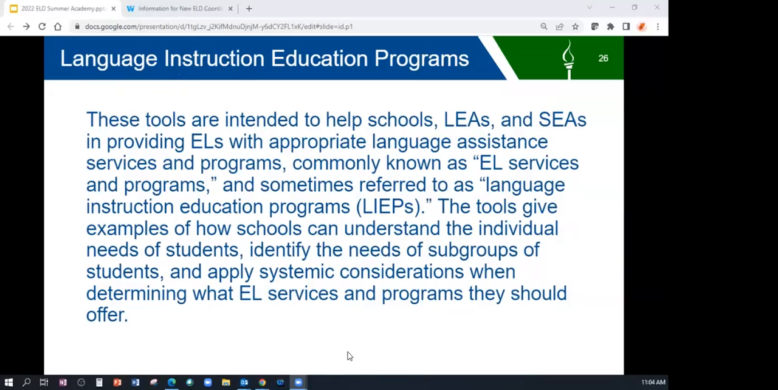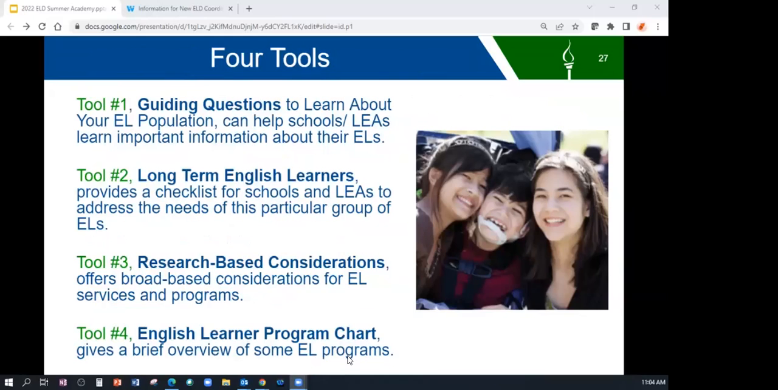These tools give examples on how we can meet the needs of our students. There are 4 tools in section 2. The first one is guiding questions. It gives you a list of questions that you can use to do a self-assessment in your district to see how well you're serving your EL population.